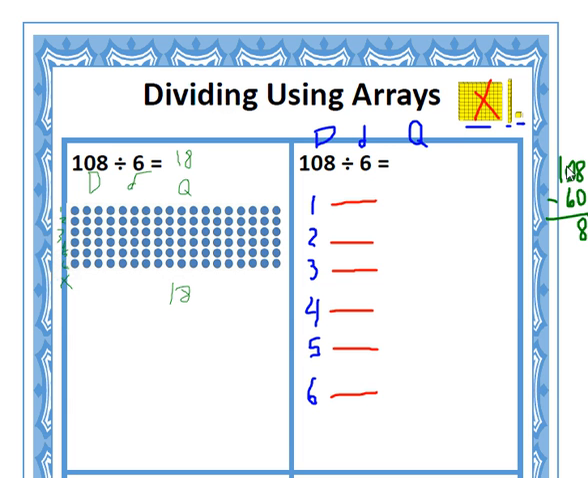0 minus 6, can't do it. We need to regroup. This becomes 0. This is 0. Now we have 10 tens, which is the same as 100. We have 10 tens. 10 minus 6 is going to be 4. So now we have 48.